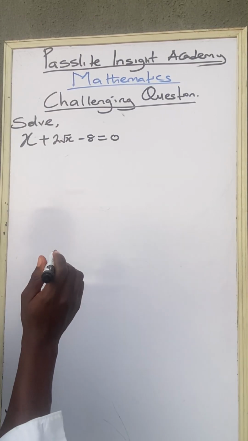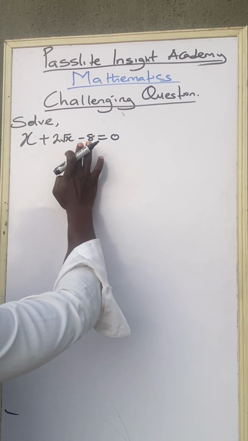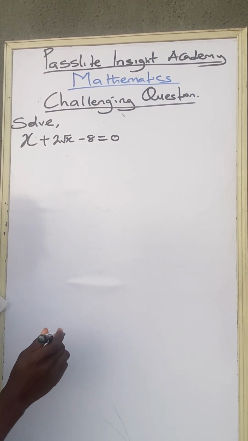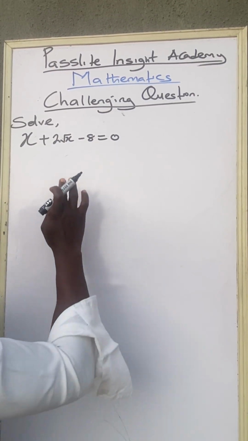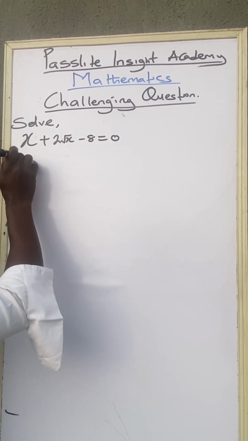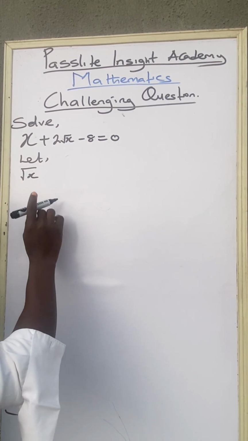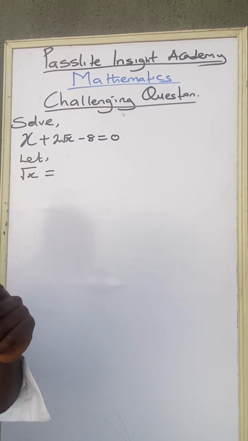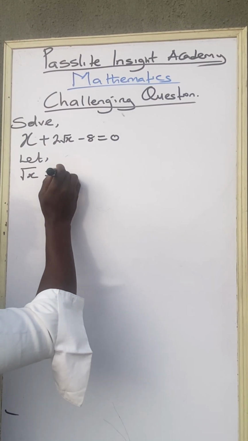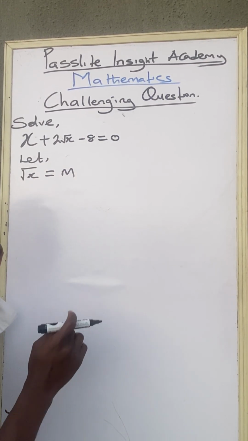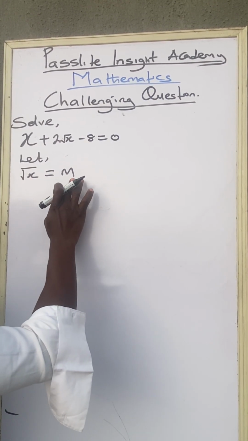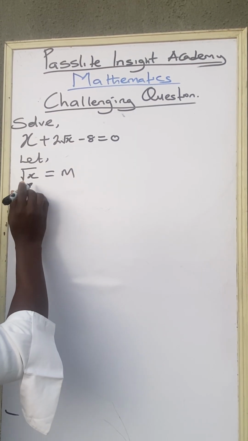So look at the board. s + 2√s − 8 = 0. If you want to start, the first thing is to let √s equal any alphabet that you like. Let's use M. So if √s = M, we're having something like this.